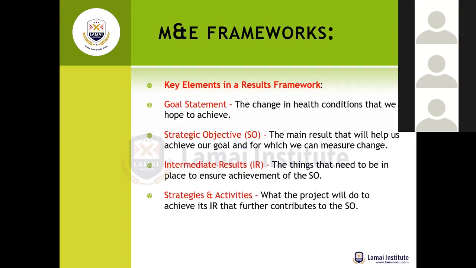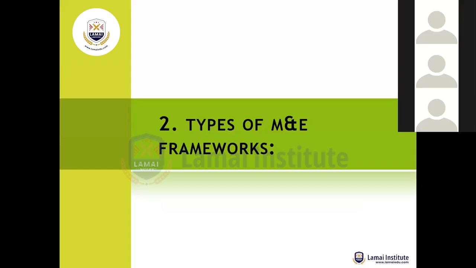Now, the other thing is, what are the strategies and activities? Here we are asking ourselves what the project will need to do to achieve the intermediate result that further contributes to the strategic objective. In other words, we're asking what activity is needed so that the intermediate result can be achieved, which will further contribute to the strategic objective. Those are some of the things that we need to clarify as much as possible.